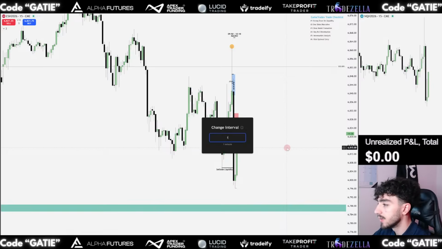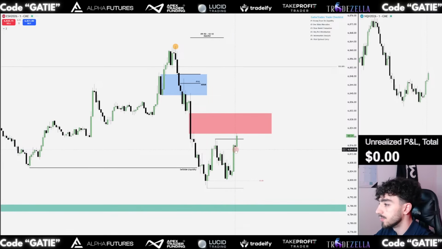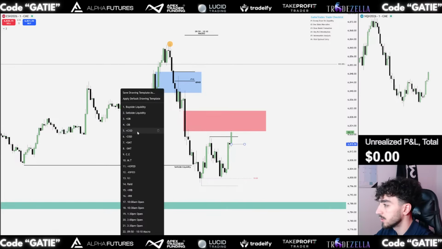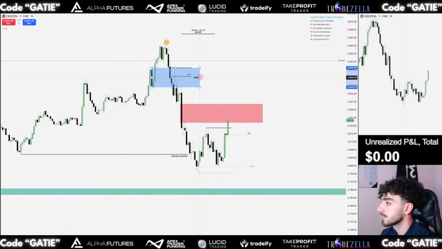So 15-minute bearish fair value gap. What do I want to see to click short? CISD here would be pretty good. Treat that as a bearish order block. If it forms, obviously. Pretty strong candle. Pretty strong candle.